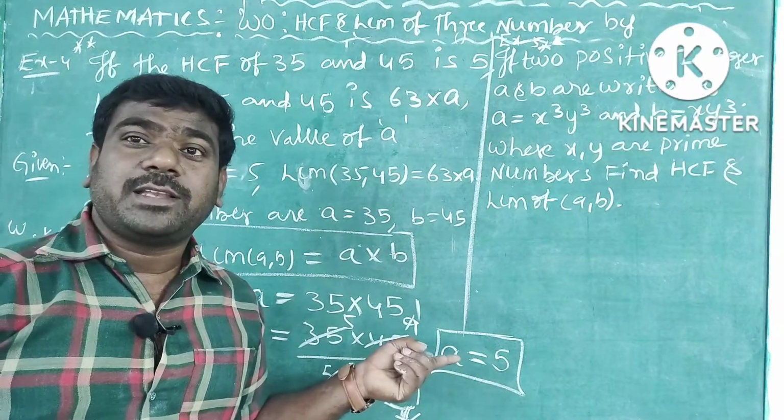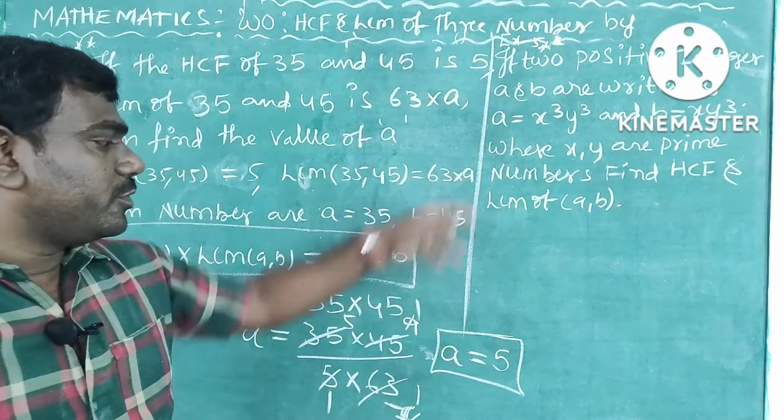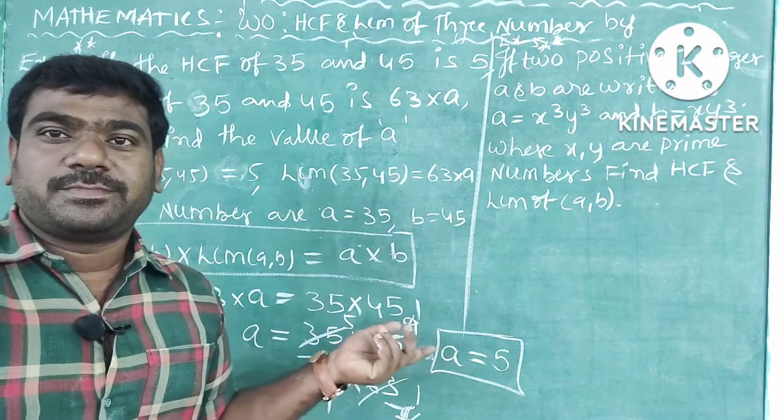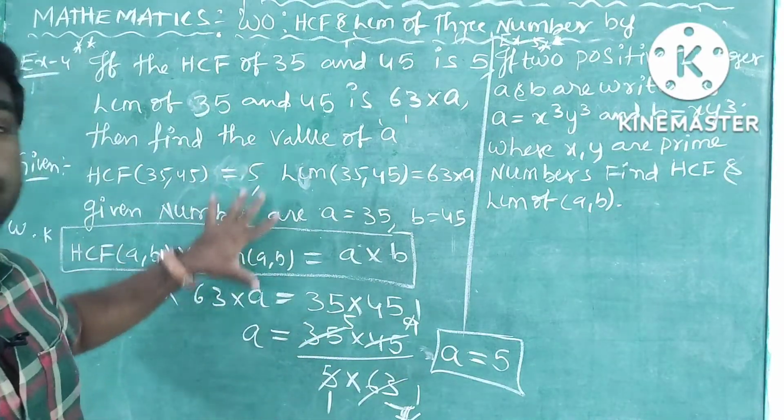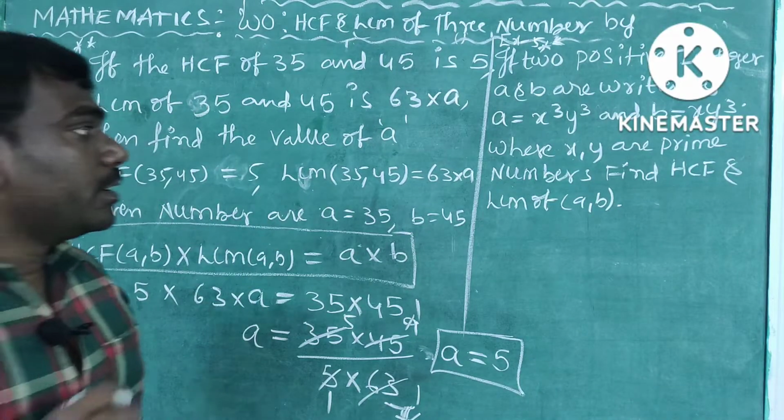If you want the LCM, what should you do? 63 into 5. You will get the LCM. Understand here? Okay. This is the process of this question.